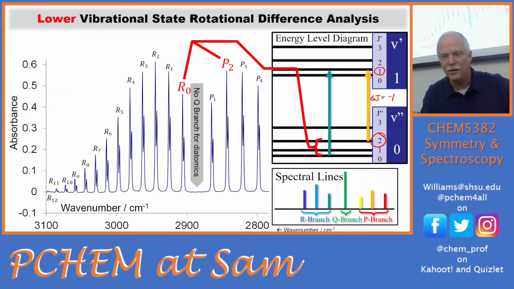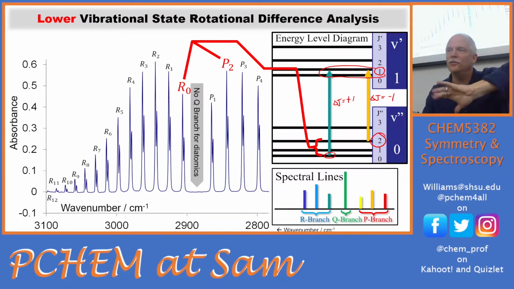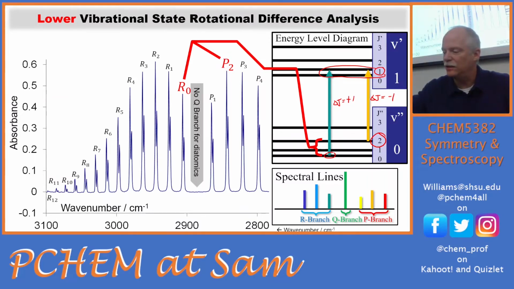And then the R0 starts at 0 down here, and it's delta J plus 1. And so it's going from 0 to 1. So you see both of these hit the same level in the upper vibrational state, but they start at different levels in the ground state. So if we take the difference between P2 and R0, then we get only information about the V equals 0 rotational constant. Pretty clear? Okay, so then we set up the data.